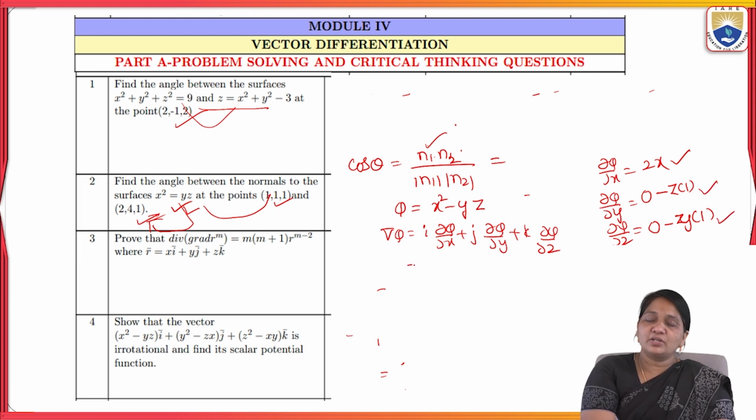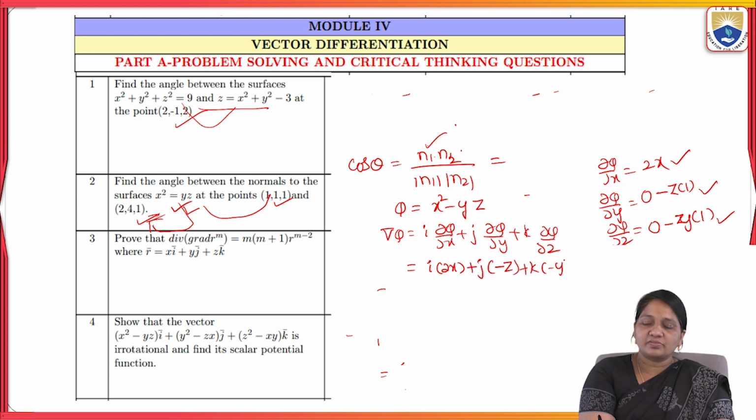I can replace here to get the ∇φ. So i into 2x plus j into −z plus k into −y. So finally this is 2x into i, minus z into j, minus y into k. So 2 into, at the point (1, 1, 1).